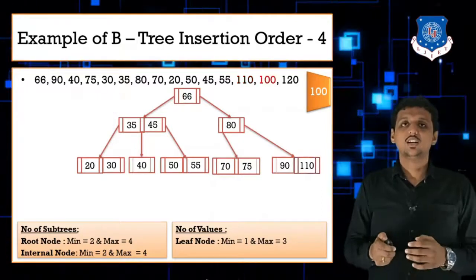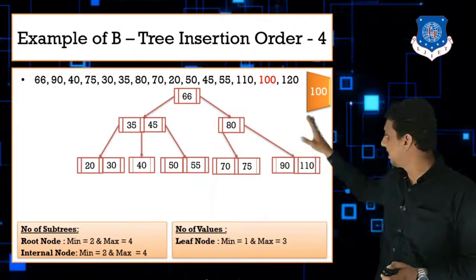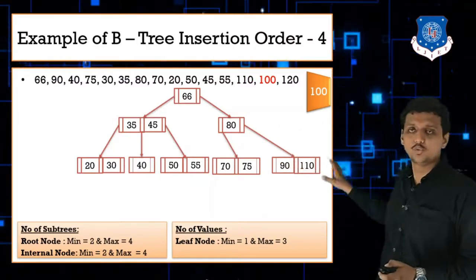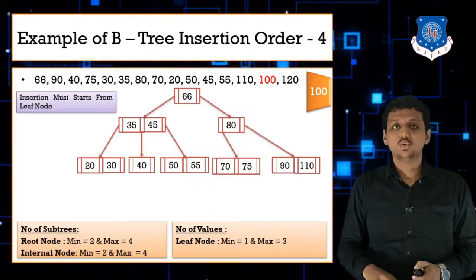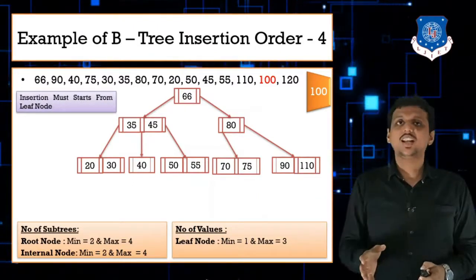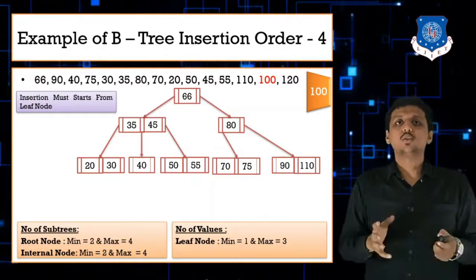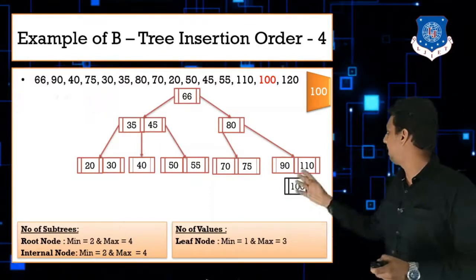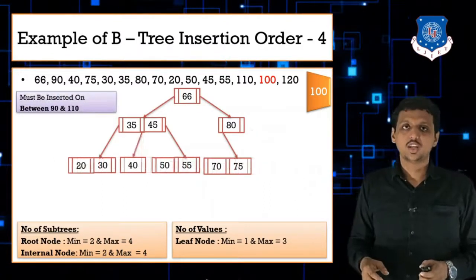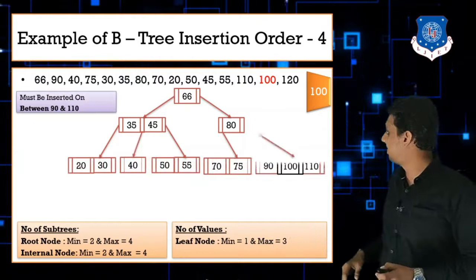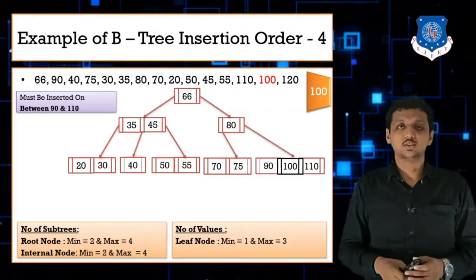So students, 100 is greater than 66, greater than 80. So move towards the right leaf node, that is 90 and 110. So can we insert 100 directly? Yes, because we have enough space over there. So just insert 100 in between of 90 and 110 according to ascending order. Okay. So here it is. 100 is inserted in between of 90 and 110.